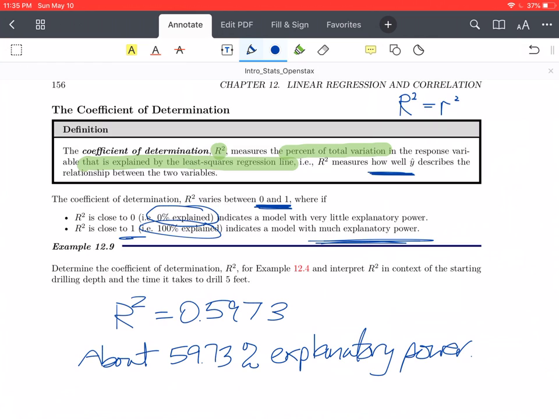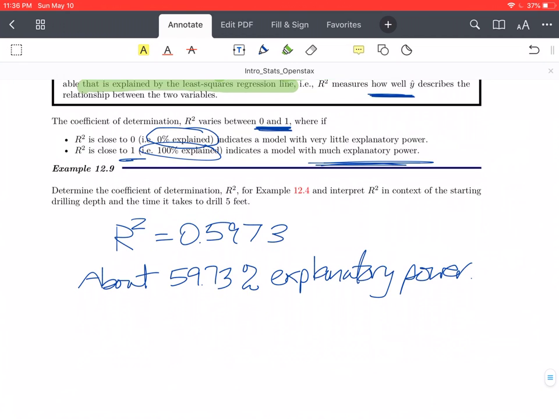Okay, so that tells us how strong and how well the line describes the data set. Basically, we're almost at 60%, so that's pretty good, right? Certainly, it's closer to 100% than it is to 0. So I would say that this line does a fairly good job of explaining this data set and resembling what's going on in the data set. Okay.